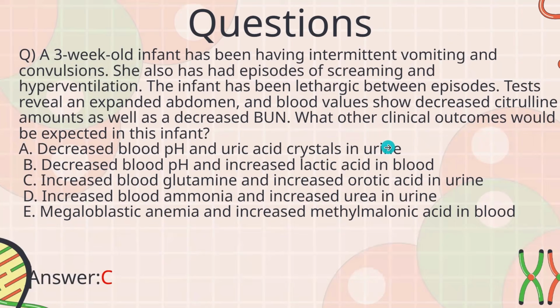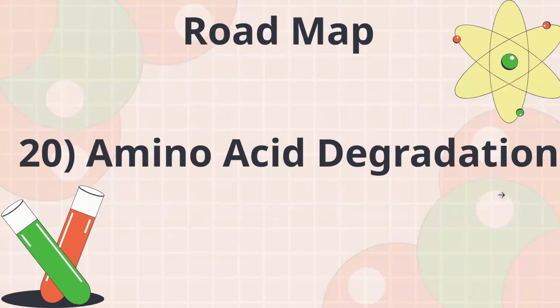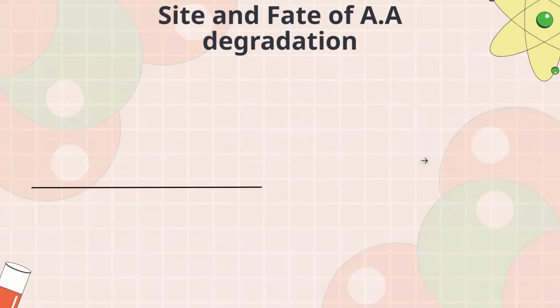If you said the answer is C, you are correct. Increased blood glutamine and increased orotic acid, because it's ornithine transcarbamylase deficiency. So now let's begin talking about amino acid degradation generally. This is one of the harder lectures moving on, but inshallah it's going to be easy. So obviously we want to talk first about the site and fate of amino acid degradation.